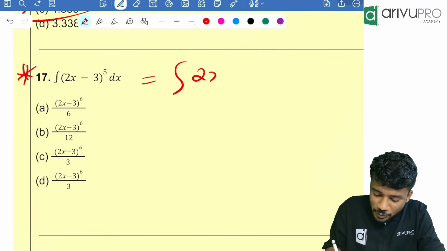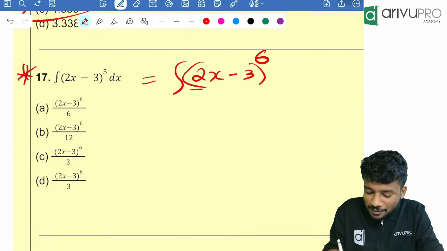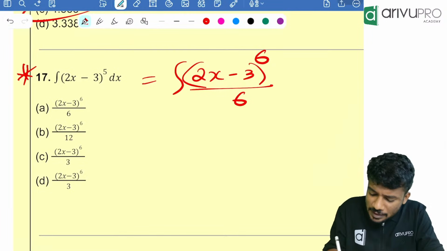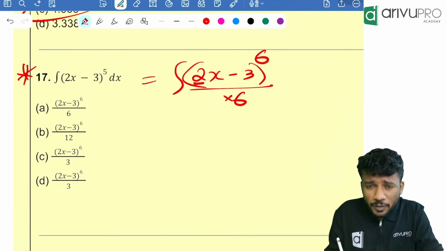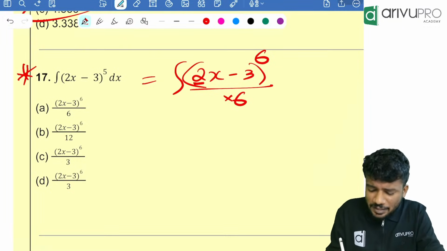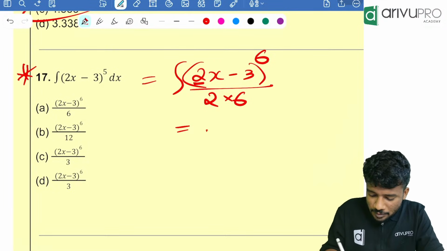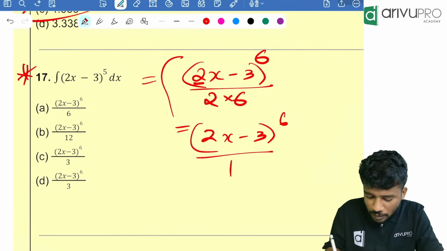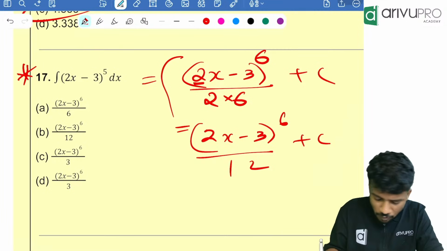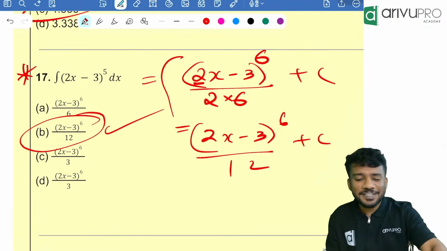The integral of (2x minus 3) the whole raised to 5 plus 1, that is 6, divided by 6. But here there is a coefficient of x over there, right? There is another factor for x which is multiplied, so we should write that value down here. So the integral value is (2x minus 3) the whole raised to 6 divided by 12, plus c. Plus c should also be there. Looking at that, which option is the right answer? Option B is your right answer.